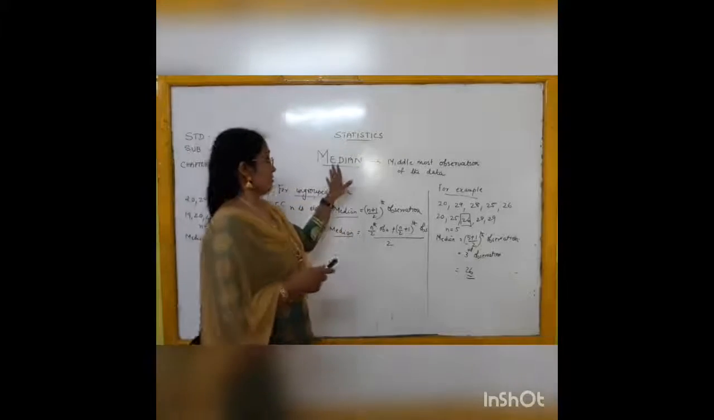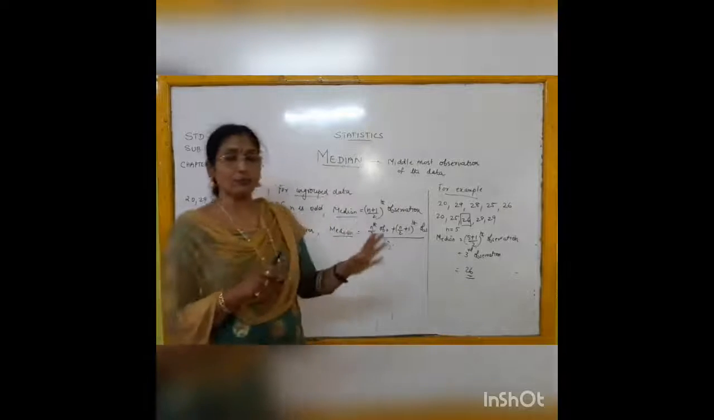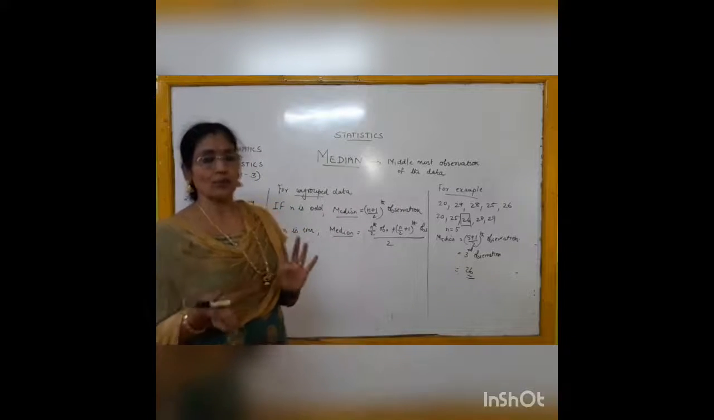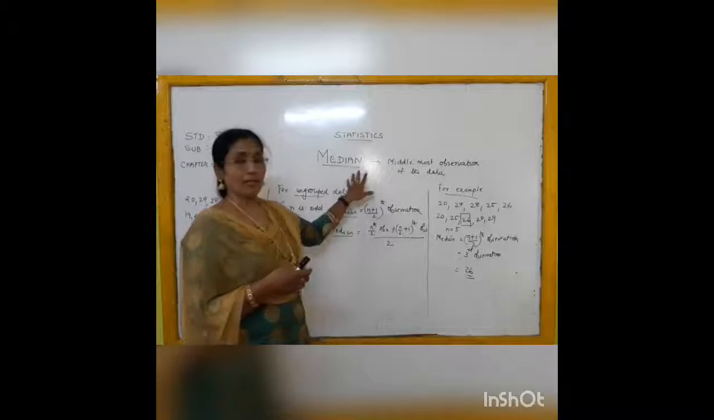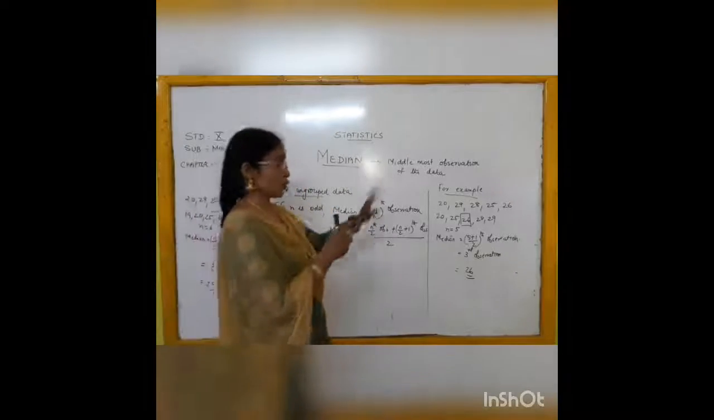Now, the next measure of central tendency is the median. We are going to find out how to find the median for ungrouped data as well as for grouped data. Median means the middlemost observation of the data. That is called the median, the middlemost observation.